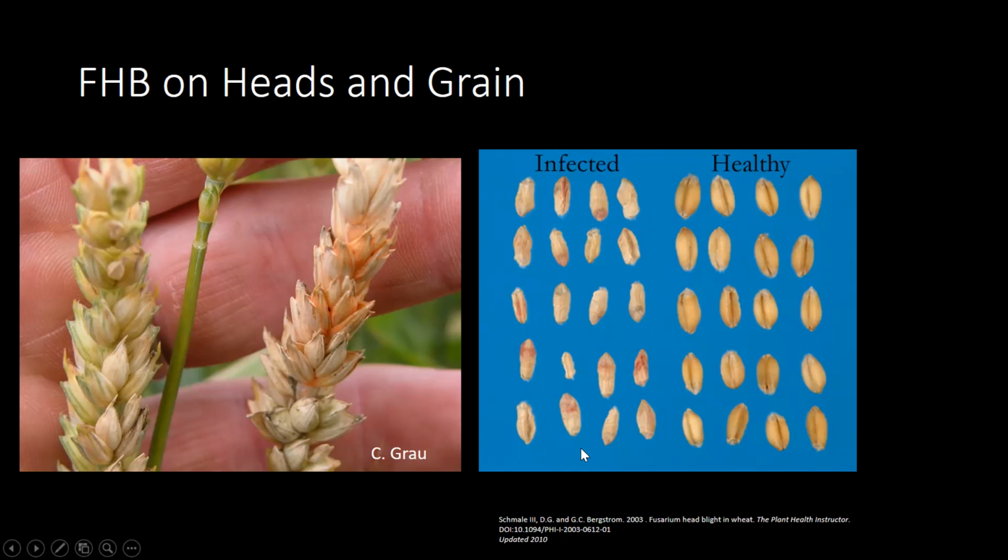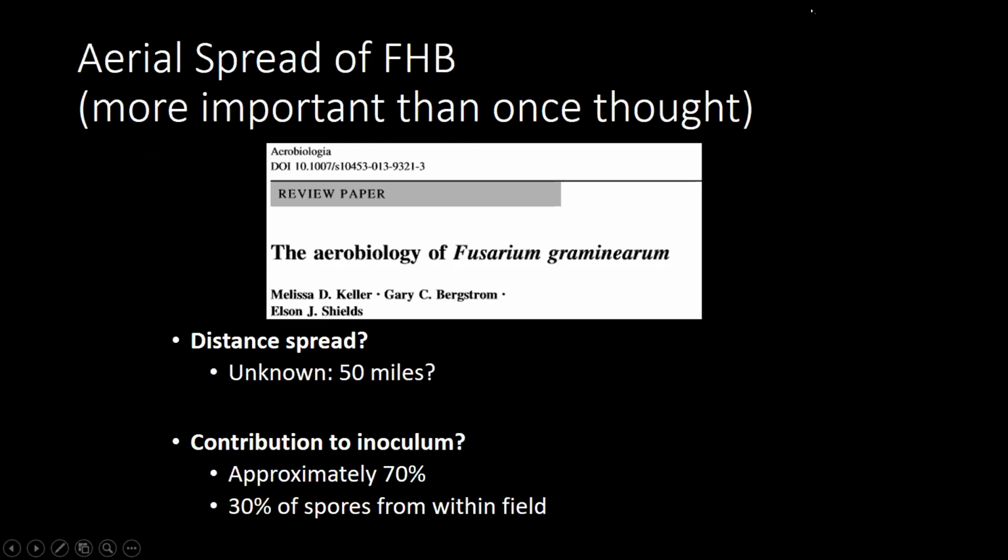I mentioned the production of tombstones. So this is what tombstones would look like, usually pinkish white in color, lightweight, shriveled grain. Usually these are going to be loaded with vomitoxin. We're talking about two or three fold more vomitoxin relative to healthy kernels, which are nice and plump. This is what we're shooting for, mostly those healthy kernels.